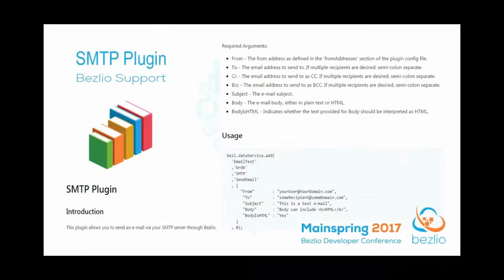Now, we don't have a click and drag just yet for the SMTP plugin, but the good news is we do have the Bezlio support, so this also shows you here that we can actually depend on the support for what we want next, and that's the actual email part, or the email function. In this case, we're going to use SMTP, and as you can see here on the right is a little bit of breakdown. Most of these, if not all, are probably self-explanatory, but what we're looking for is the usage.